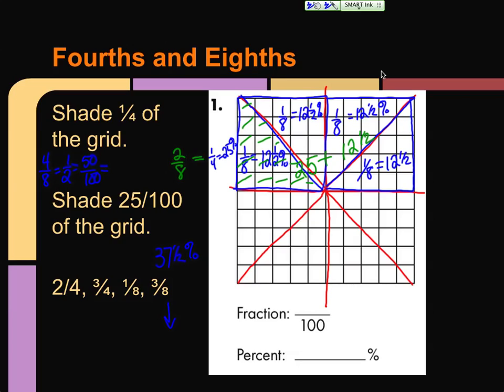And the percentage that's shaded? What's the percent that's shaded? If the whole thing is 100 and I've shaded half of it, I've shaded 50%.